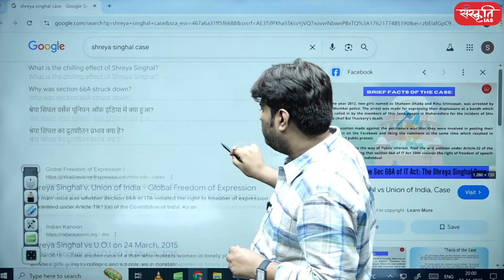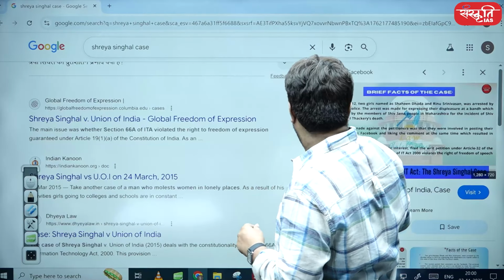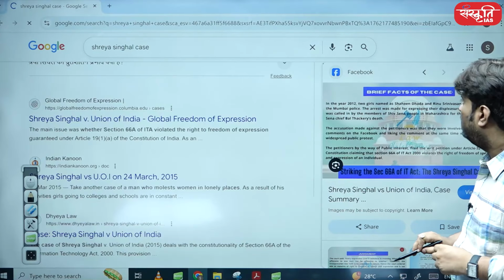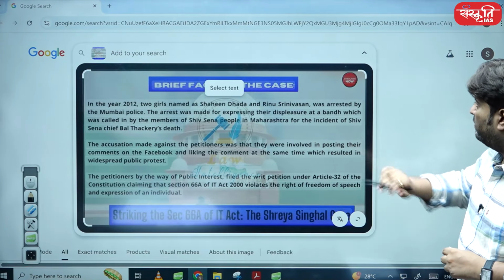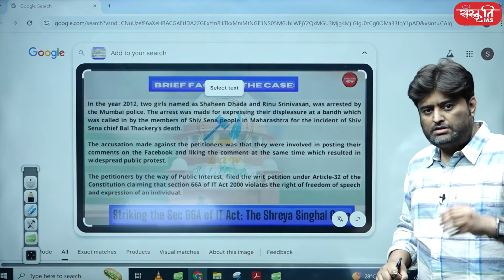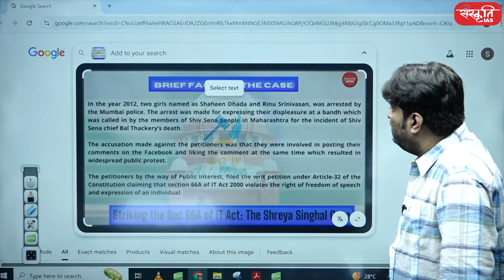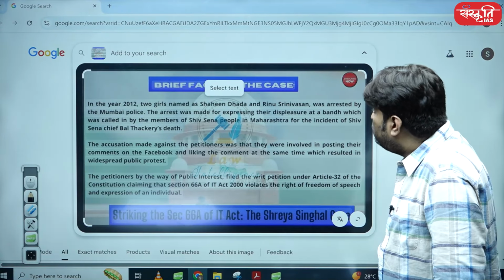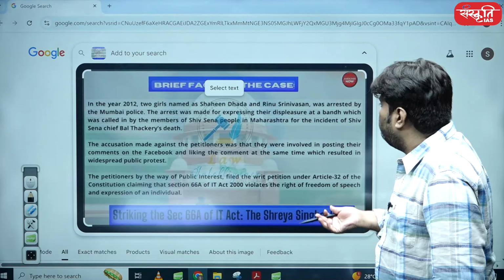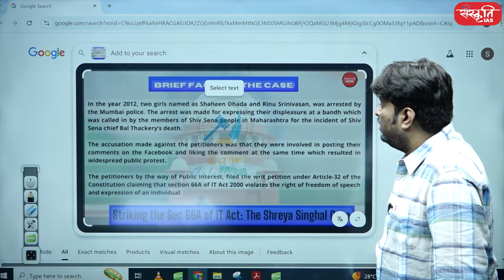Let me go to one brief summary. Fine. I'm getting it, the brief summary. Just look into the brief summary. In the year 2012, two girls named as Shaheen Dhada and Renu Srinivasan were arrested by Mumbai police. The arrest was made for expressing their displeasure at a bandh which was called by the member of Shiv Sena for the incident of Shiv Sena chief बाल ठाकरे डेथ.